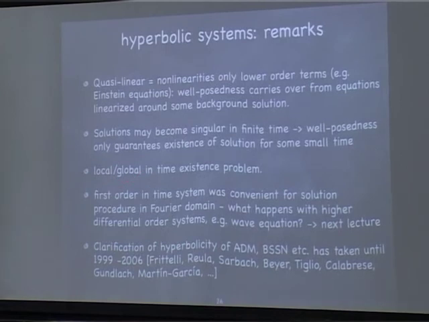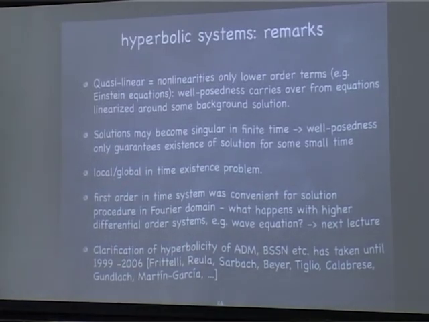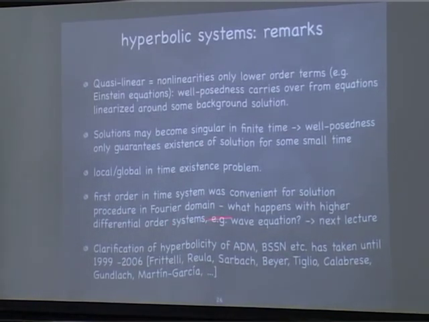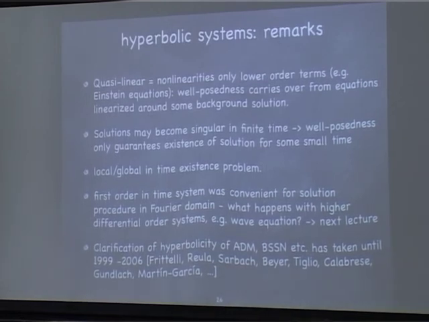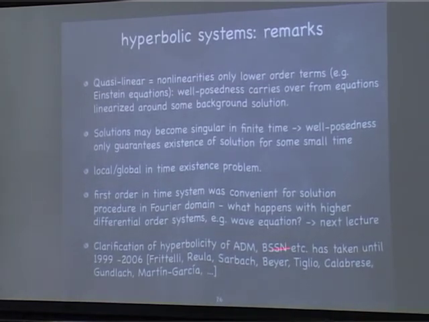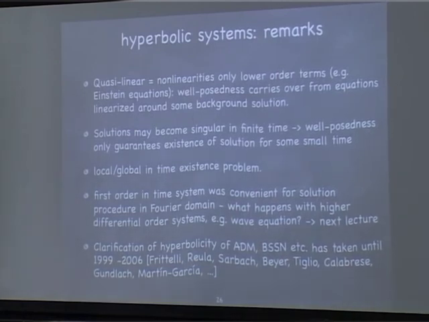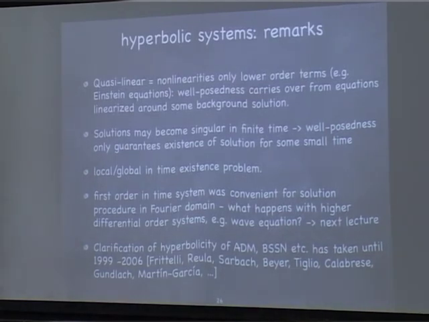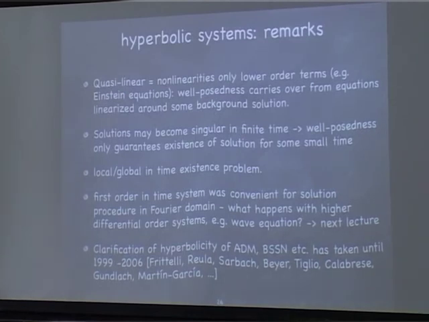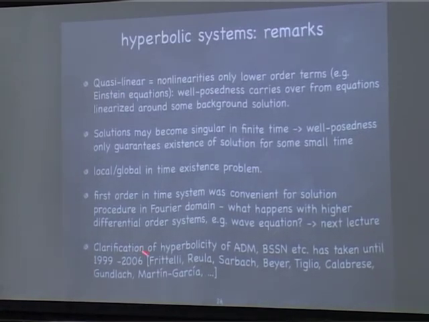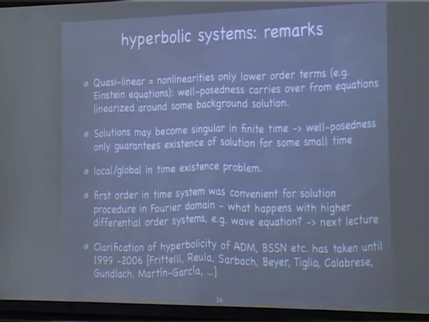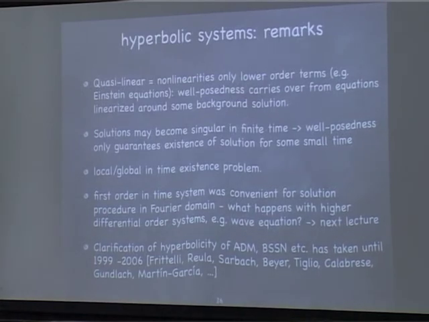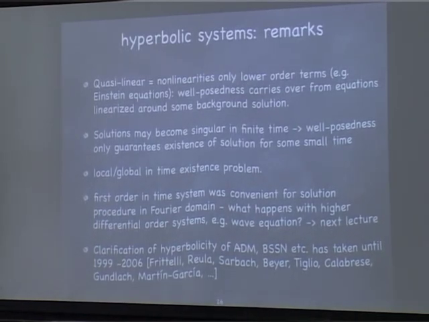What we found was that it was very convenient to have a first order in time formulation to do these tricks with a Fourier domain. We can ask what happens if you have higher differential orders, and we'll talk about this a little bit tomorrow. It turned out that this thing with higher differential order, as is the case for the Einstein equations, which have second differential order, as you have seen in Thomas' lectures, took quite a while to figure out. It really took until about the end of the 90s to 2006 or so, by a number of people, to analyze the initial value properties of the Einstein equations, which by now are quite well understood.